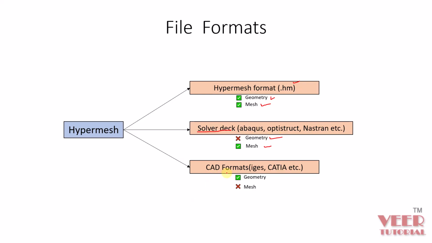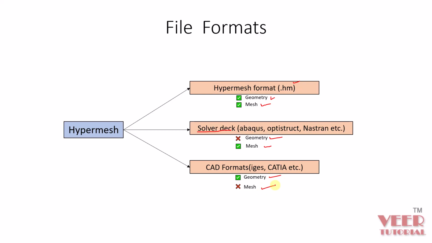Similarly, we have the CAD format. Generally, the input file that we use in Hypermesh is made from a specific CAD software like CATIA, NX, Creo, SolidWorks, etc. These CAD formats you can import in Hypermesh, and we also have some neutral file formats like IGS, Parasolid, etc. The CAD format contains only the geometry but no mesh.